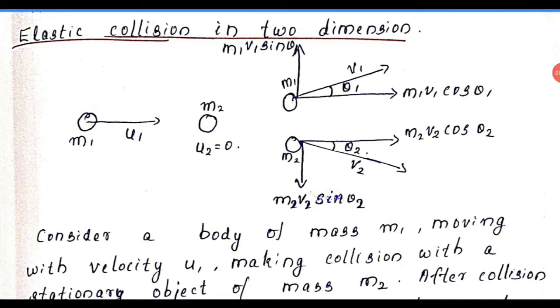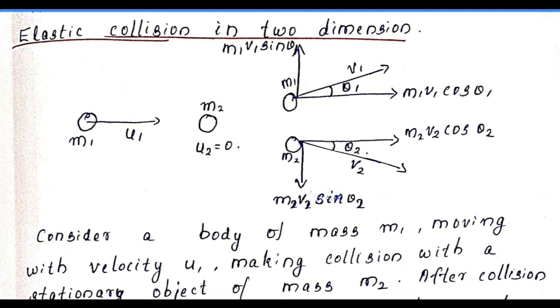Now our next topic is elastic collision in two dimensions. We already discussed the two cases of collision which we are going to discuss in this chapter: collision in one dimension and collision in two dimensions. So here we have elastic collision in two dimensions. That means we are assuming the colliding particles to be moving in a plane.